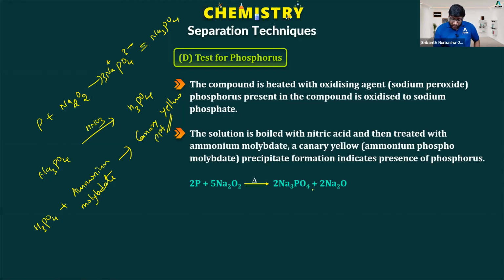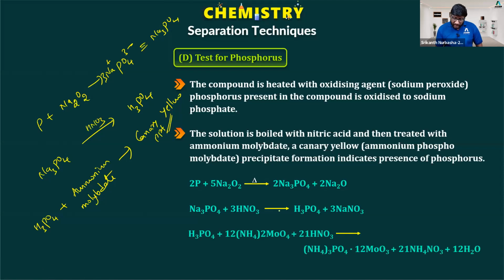Phosphorus plus Na2O2 gives rise to Na3PO4 plus Na2O. Na3PO4 is treated with HNO3 to form H3PO4, phosphoric acid. That phosphoric acid reacts with ammonium molybdate. As I have told you, (NH4)2MoO4 is equivalent to NH4+ ions along with the MoO4 2- ion. In MoO4 2-, molybdenum is in which oxidation state? Plus 6 state. Does the stability of higher oxidation states increase or decrease down the group in d-block elements? The stability of higher oxidation states.